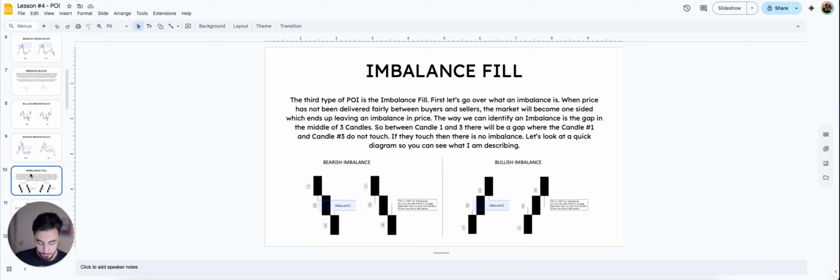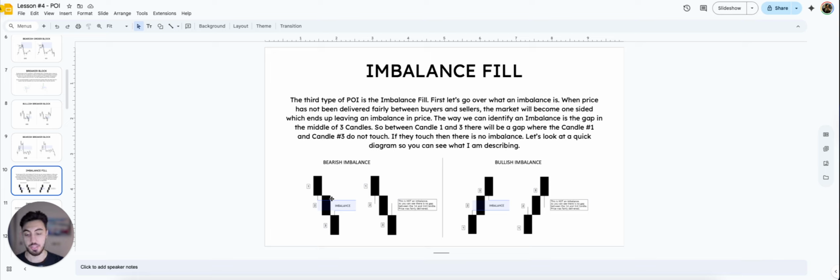But first, for those who don't know, let me talk about what an imbalance is. When price has not been delivered fairly between the buyers and sellers, the market becomes one-sided, which ends up leaving an imbalance, or a gap in price. The way we can identify an imbalance is the gap in the middle of three candles. Between candle 1 and candle 3, there will be a gap where candle 1 and candle 3 do not touch. If they touch, then there is no imbalance.